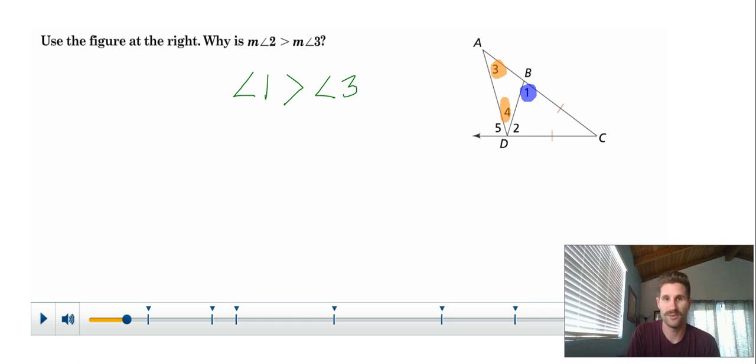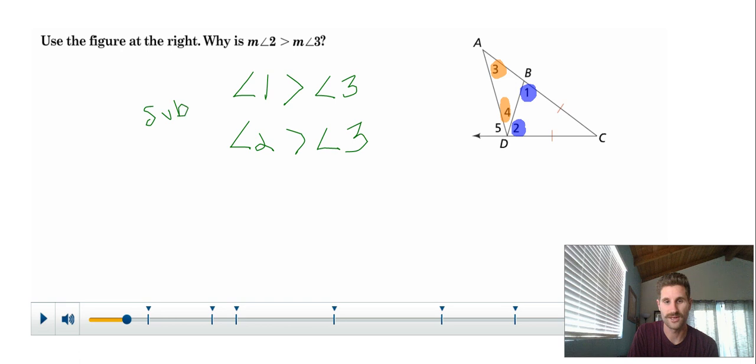Well, how does this help us? The reason this helps us is because look at what kind of triangle we have, ABC. It's an isosceles triangle. That means angles 1 and 2 are congruent. So all we have to do is substitute 1 with 2. So angle 2 is the same value as angle 1. So we pull a little substitution here.